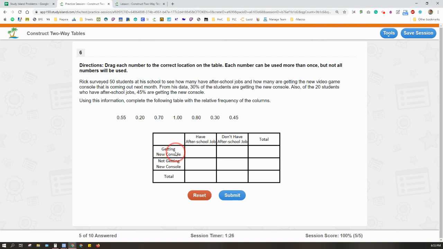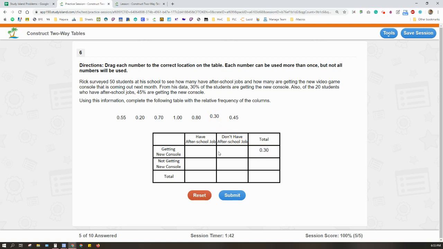It says it right here. So getting the new console is a row. 30% of the total kids are getting the new console. So the decimal that stands for 30%, which is 0.30, goes in the total right there.